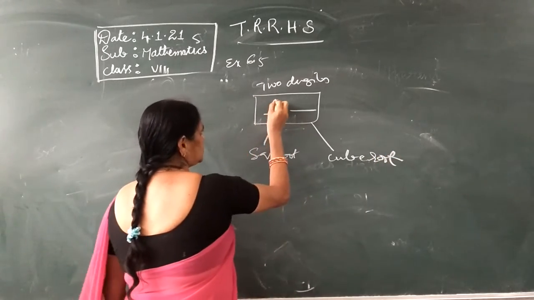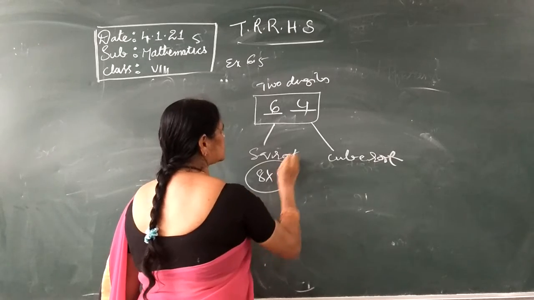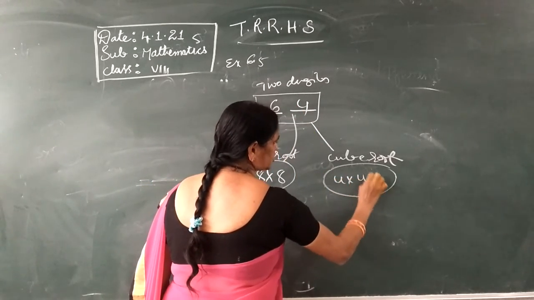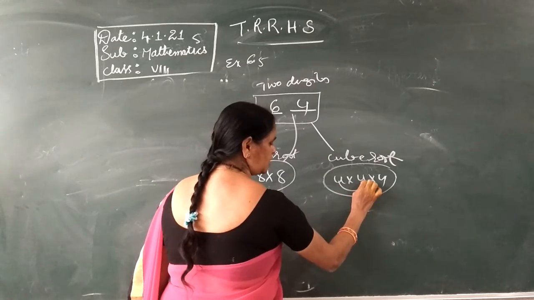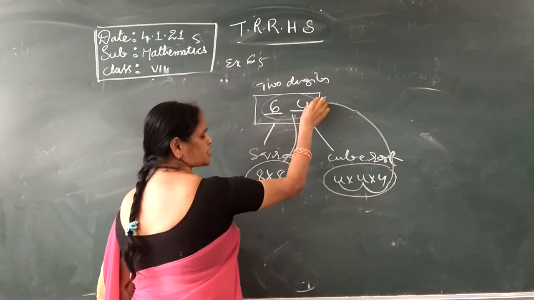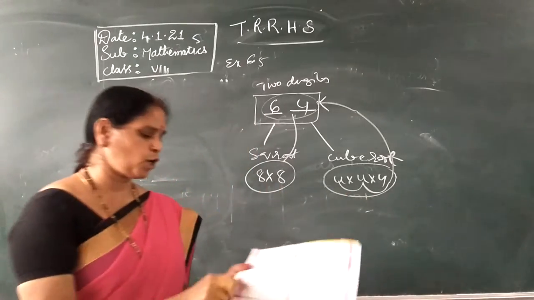Suppose you take 64. That is 8 eights are 64. Now the cube number is 4 into 4 into 4. 4 fours are 16, 16 fours are 64. So this 64 is a 2-digit number which has a square root and a cube root. I hope you all understood.